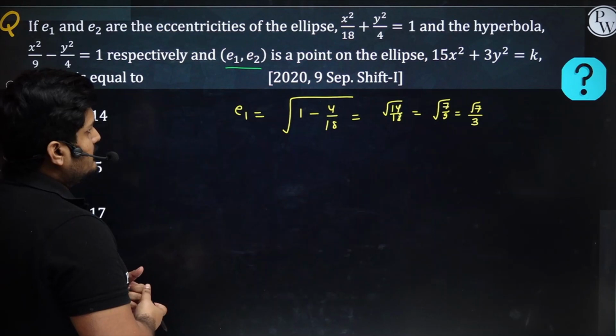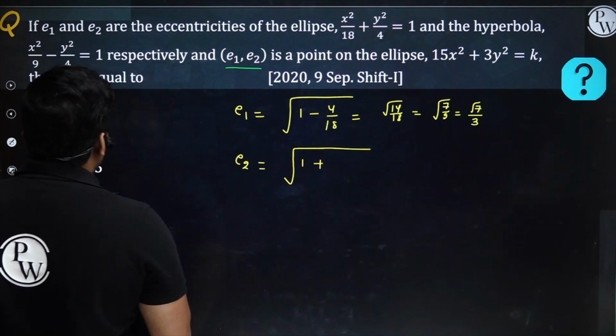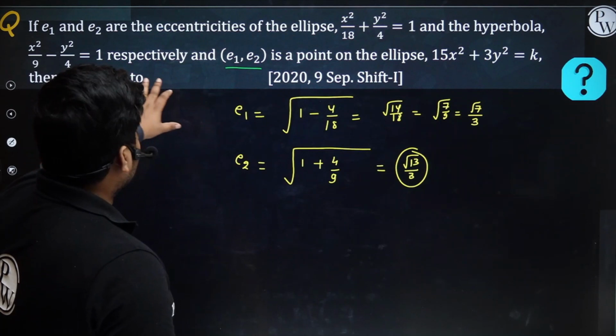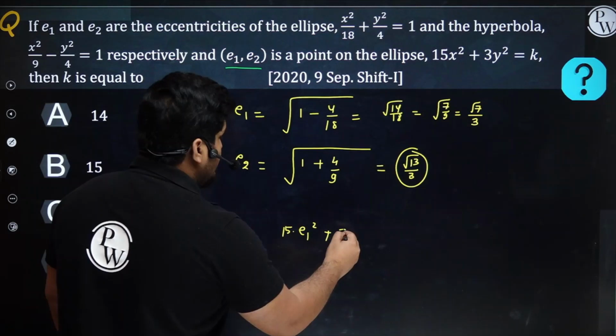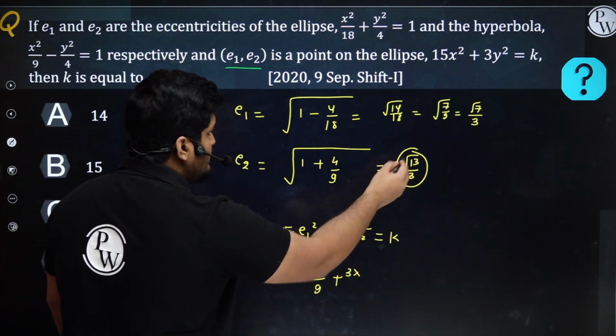Now what is E2? For the hyperbola, this is the square root of 1 plus b square by a square. So 4 by 9, this is root 13 divided by 3. So we got E1 and E2, right? And (E1, E2) is a point on the ellipse. So 15 E1 square plus 3 times E2 square is equal to k. What is E1 square? E1 square will be 7 by 9. E2 square will be 13 by 9.